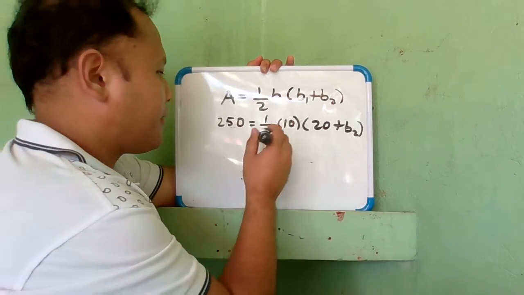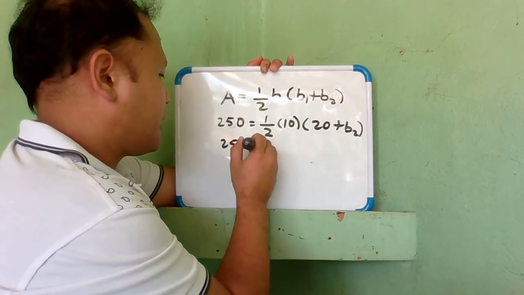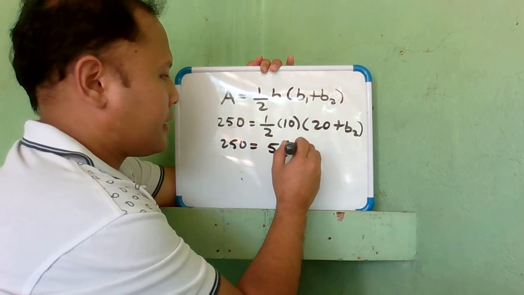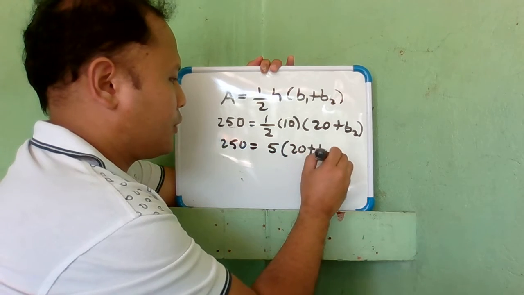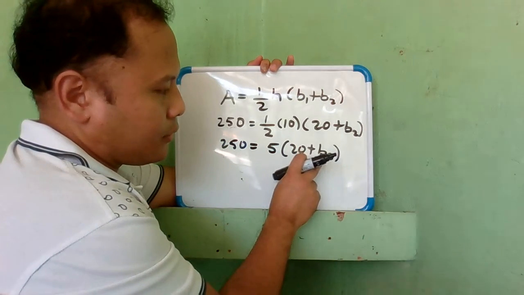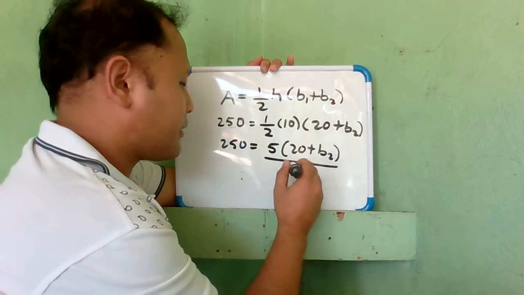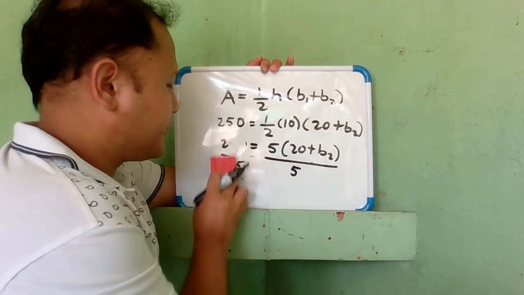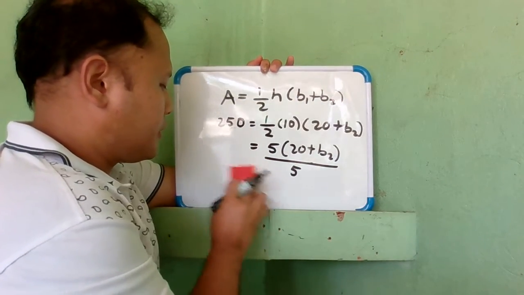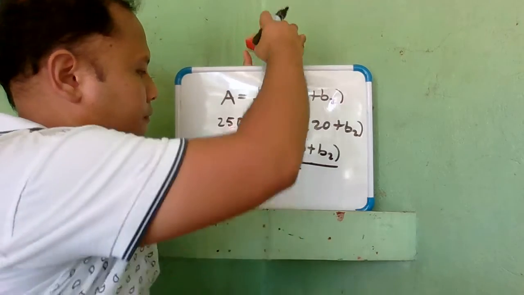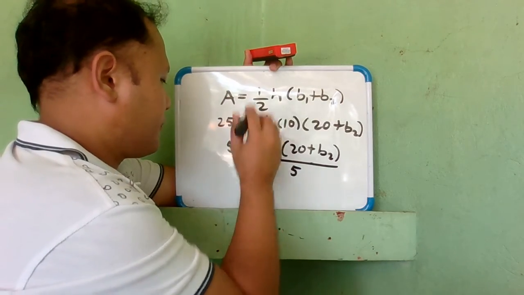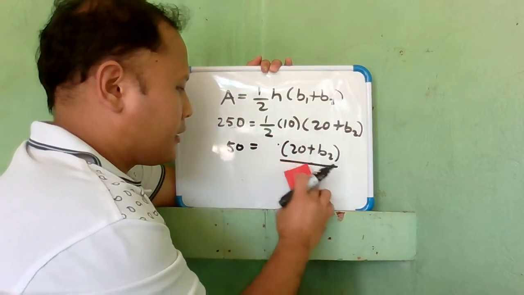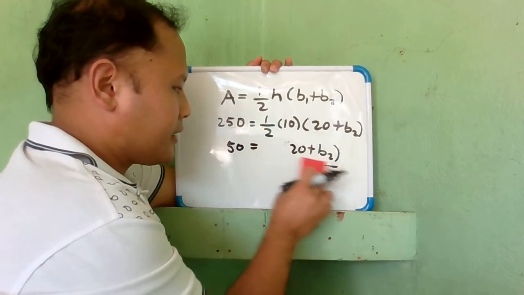So again, we simplify this one. So 250 equals 1 half times 10, that is 5. Okay, then 20 plus b sub 2. Then we need to find the value of b sub 2. So we divide both sides by 5. 250 divided by 5 is 50. This is cancelled, so this is eliminated. We can remove the parentheses.